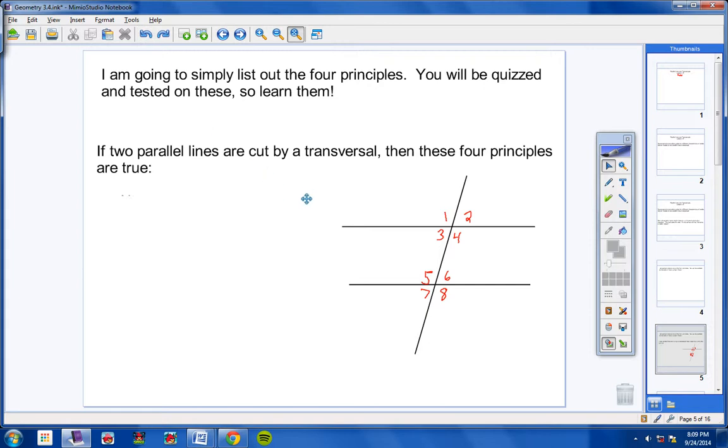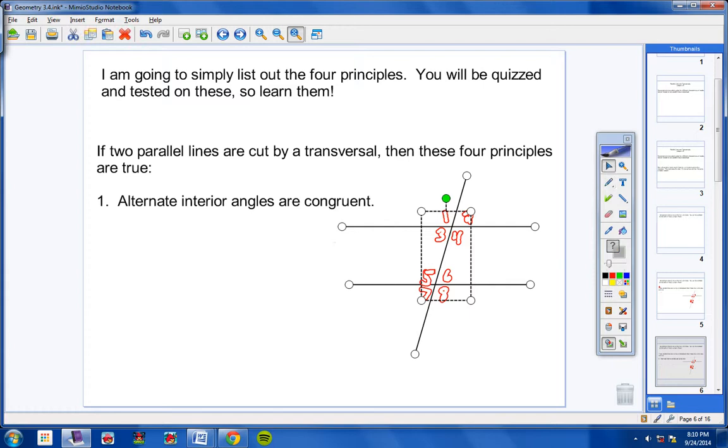All right, now here we go. Please pay attention, students. Write this down, please. Put this in your notes. If 2 parallel lines are cut by a transversal, then these 4 principles are true. So please write this down. Copy this in your notes. If 2 parallel lines are cut by a transversal, then these 4 principles are true. So here we go. Here's the first one.